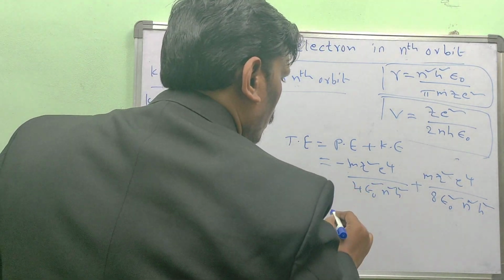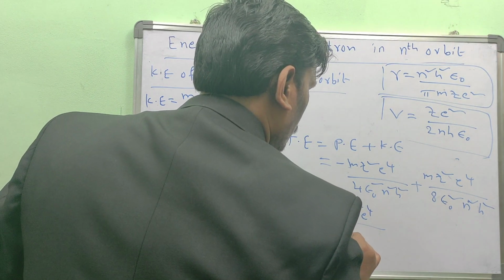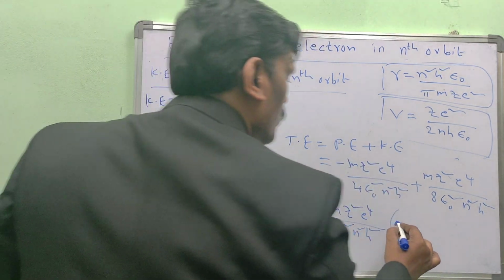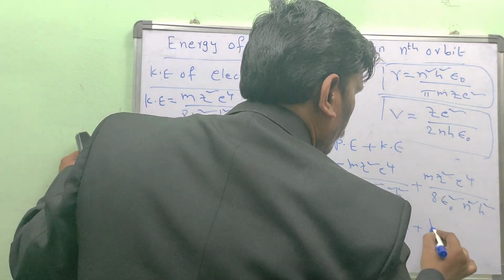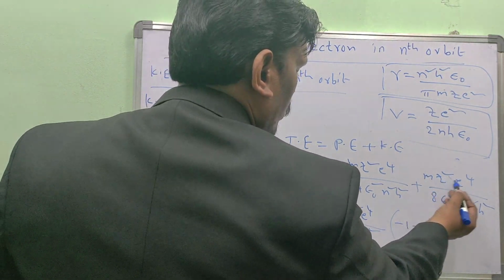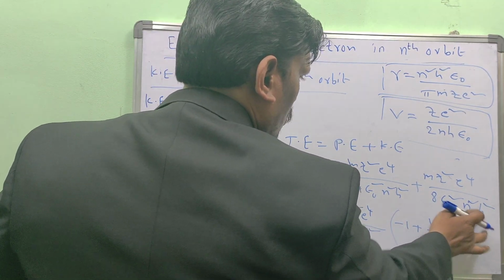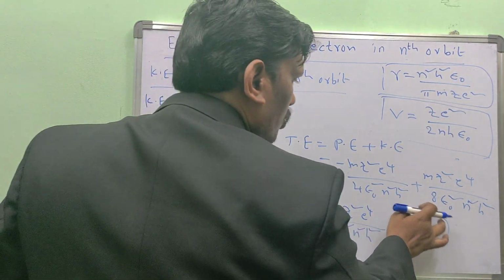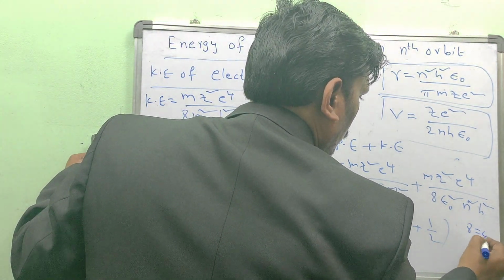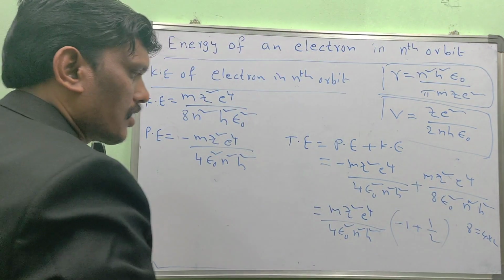Now what is common? m common, z square common, e power 4 common upon 4 common, epsilon naught square common, n square common, h square common. Then what remains in the first term? Minus 1. What remains in the second term? 1 by 2 remains. Why? Because in the denominator 4 is common, so I write 8 as 4 into 2, I took 4 as common, and in the denominator 2 remains as it is.